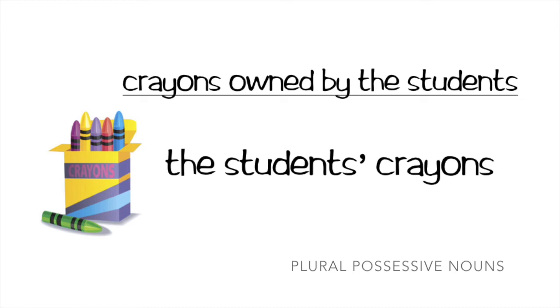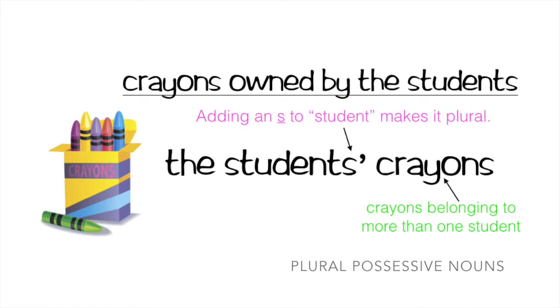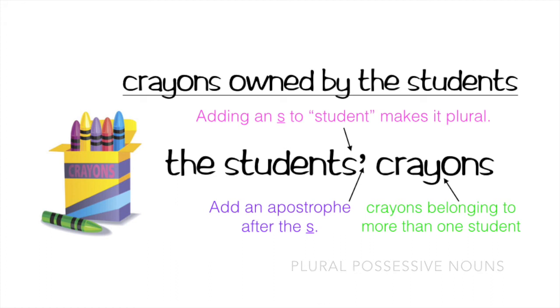Here's another example. Crayons owned by the students, which becomes the students' crayons. The crayons are belonging to more than one student, so adding an S to student makes it plural. We follow the S with an apostrophe to make it possessive, and we have the students' crayons, where the crayons belong to more than one student.